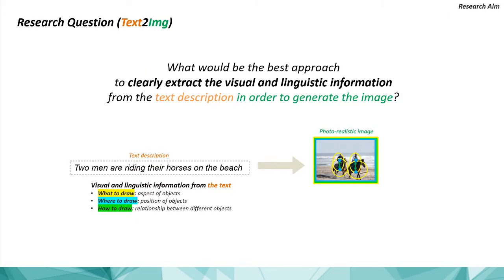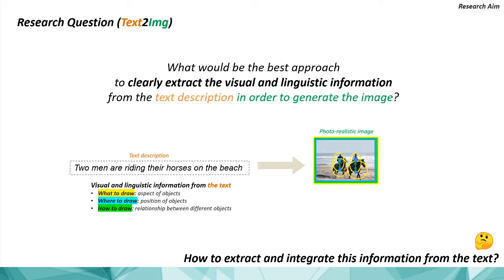In summary, our research question is, what would be the best approach to clearly extract the visual and linguistic information from the text description in order to generate the image? So, we will focus on extracting the visual and linguistic information from the input text only: what to draw, where to draw, and how to draw. So from now on, we will discuss how we extract and integrate this information from the text input.